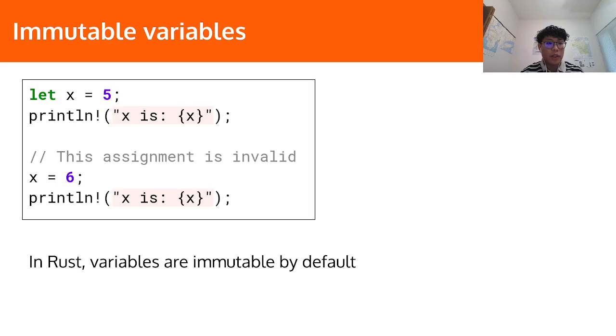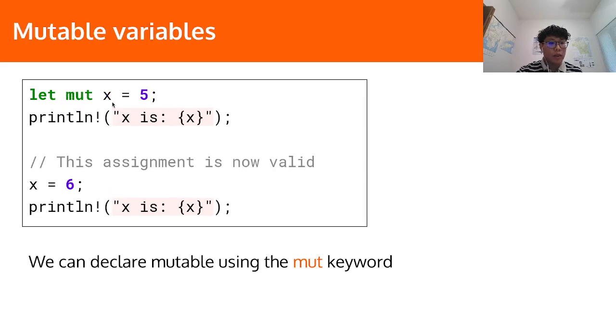This means that once we declare that x equals 5, we can't actually change the value of x. The way to fix it is to add this mut keyword, as we see here. mut stands for mutable, and it is a way of declaring to the compiler that I want this variable to be mutable so that it can be modified. Now when we write x equals 6, the assignment is valid.